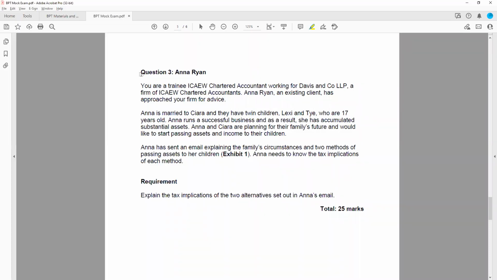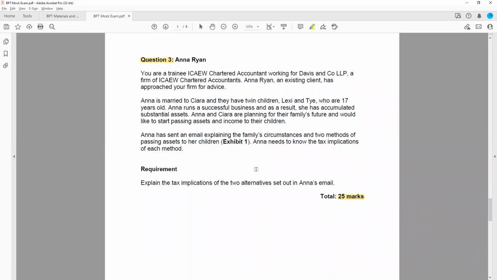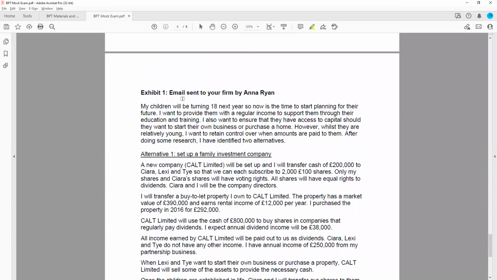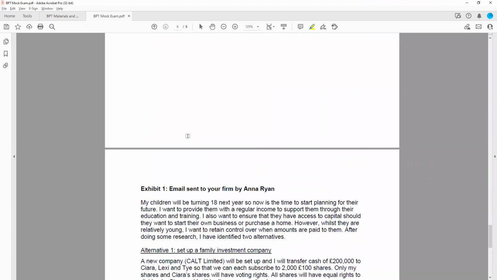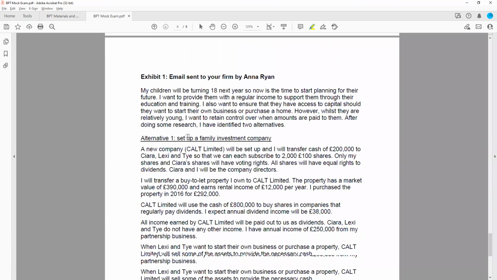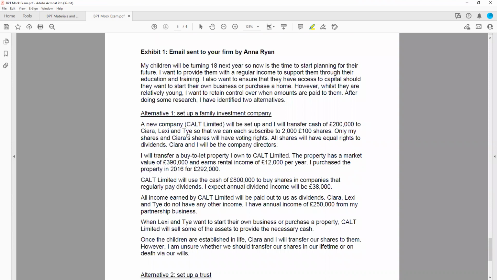So this question is a question 3. It's worth 25 marks. So it looks as though it's a single requirement. So unlike some of the other BPT questions, we're not going to have to think as much here about our mark allocation and our time allocation. It looks as though there is just one requirement. So explain the tax implications of the two alternatives set out in Anna's email. So presumably we've got an email down here, and here we have Exhibit 1, email sent to your firm by Anna Ryan, and we've got about a page of information there. And clearly we can see we've got two alternatives to work through here.